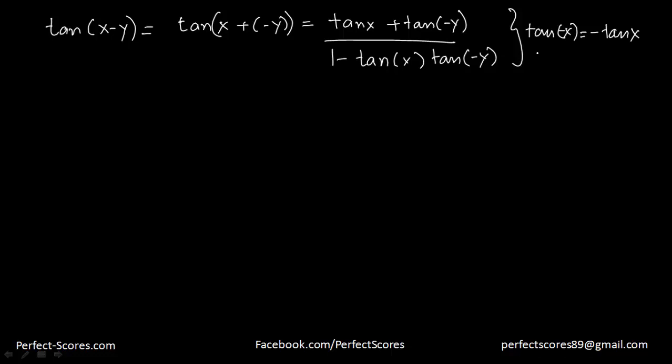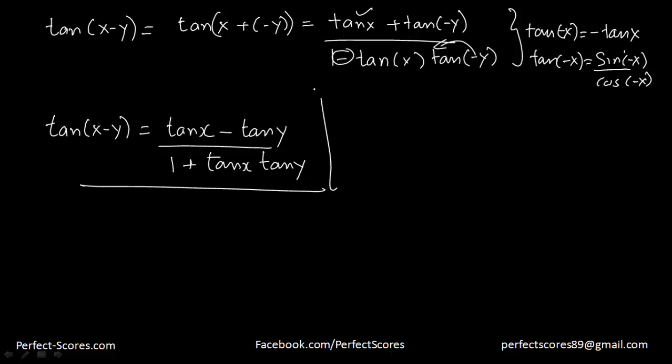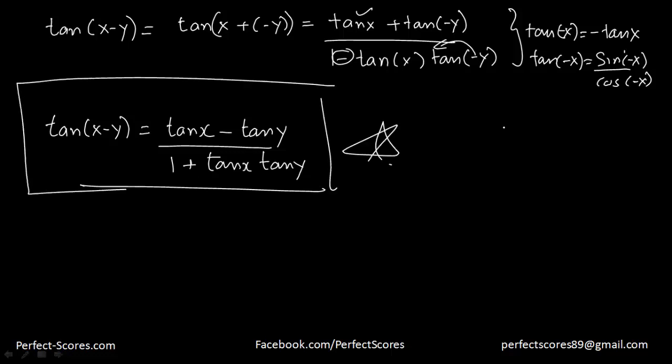Or even if you want to know, tangent of minus x is going to be equal to sine of minus x over cosine of minus x. Since sine of minus x is minus sine x, and cos of minus x is cos of x, tangent of minus x is equal to minus tangent x. So tangent of x minus y is equal to tangent of x minus tangent of y divided by 1 plus tangent of x into tangent of y, since the two negatives make it positive. This is again a very important expression, right?